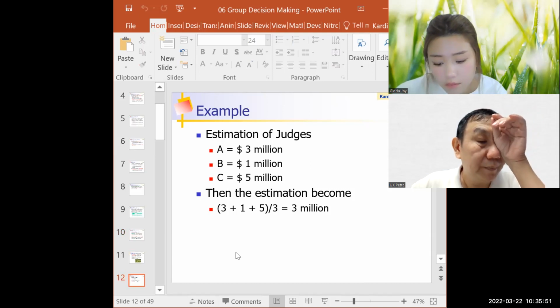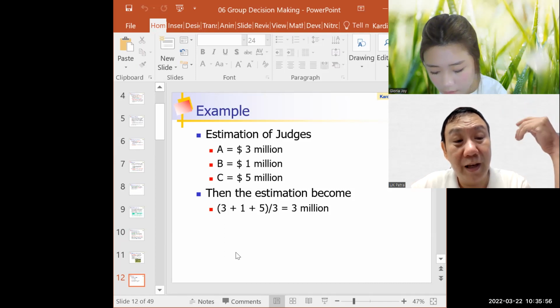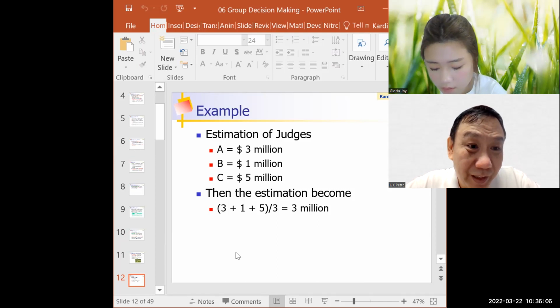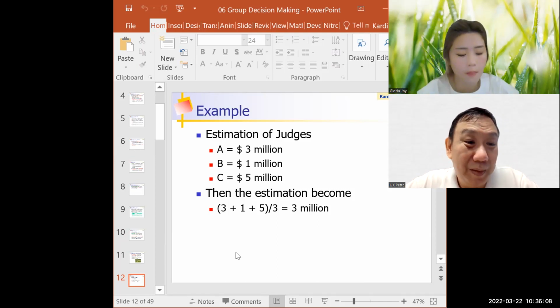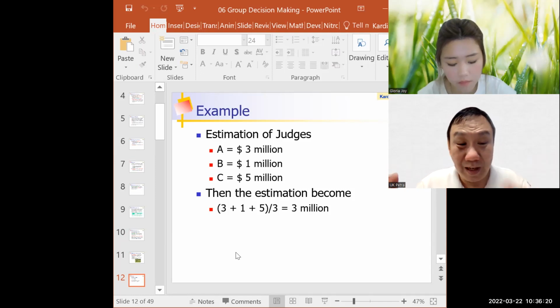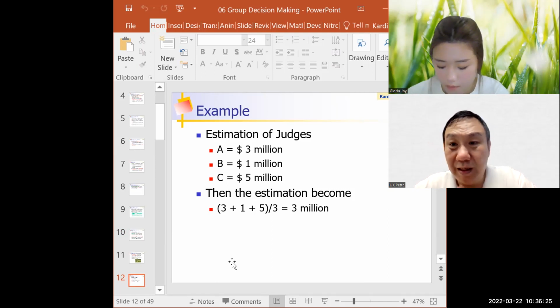So this is an example of the technique. Say I have 3 judges, named A, B, and C, and I ask them to estimate this phone. How much is the price of this phone? A said 3 million, B said 1 million, C said 5 million. If you use simple aggregation, you will get 3 plus 1 plus 5 divided by 3, so 3 million. Simple aggregation is just an average.